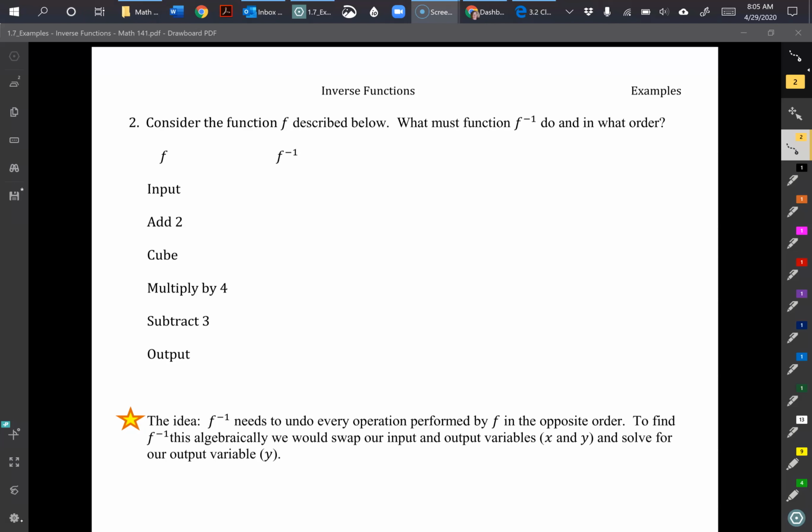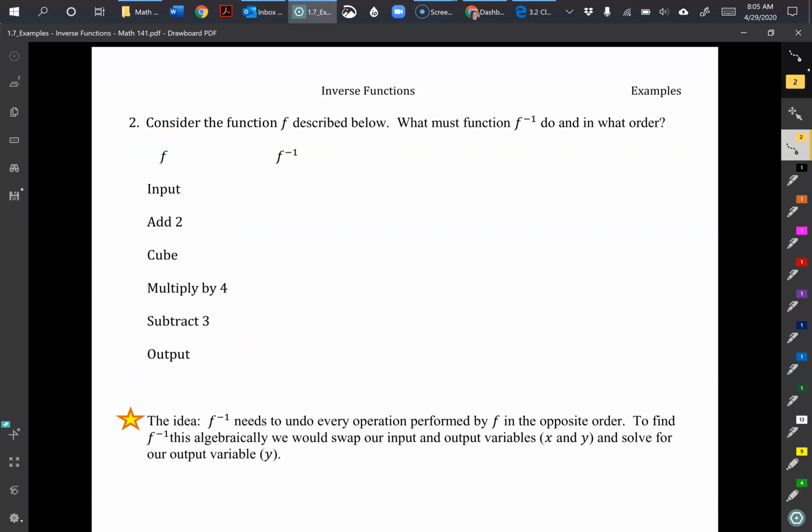So I'm going to give you some things that happen to f. Consider the function f described below. What must function f inverse do, and in what order? Right now we don't even have the algebraic rendition. We're going to write that out.